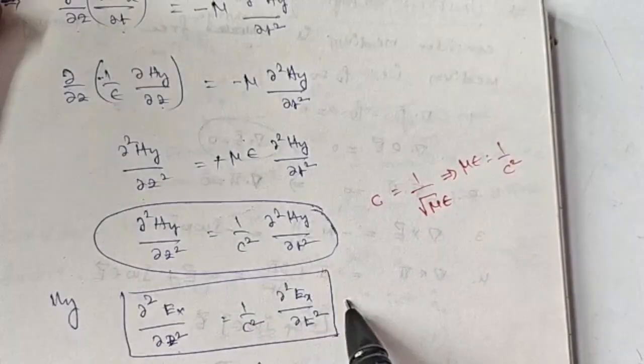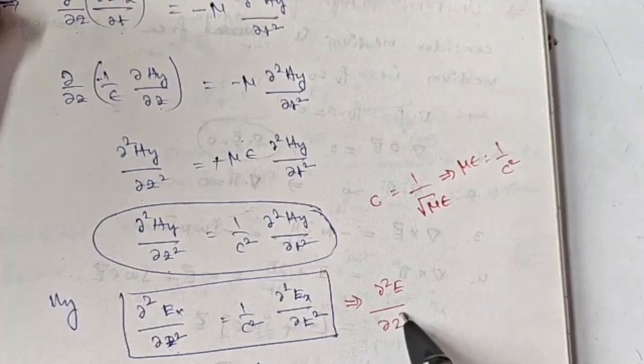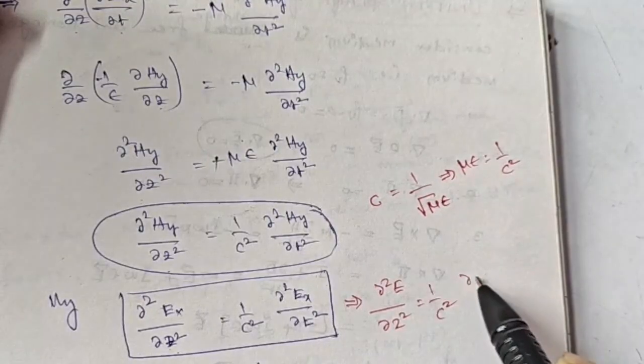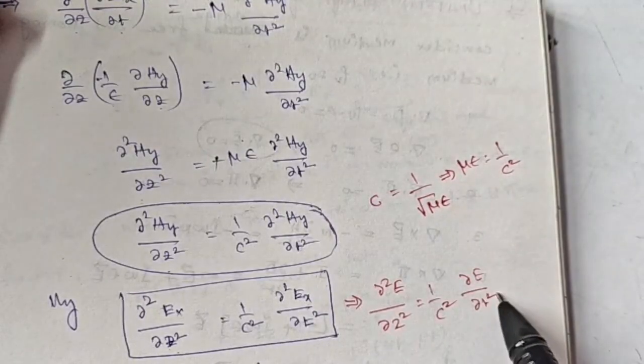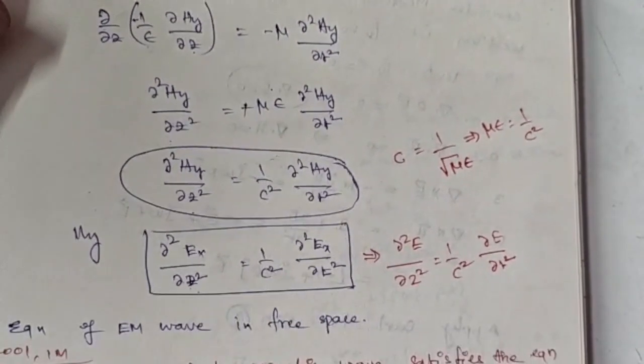In generalization, we can write simply ∂²E/∂z² is equal to 1 by c² ∂²E/∂t². So simply we can write like this. This is the equation of the EM wave in free space.